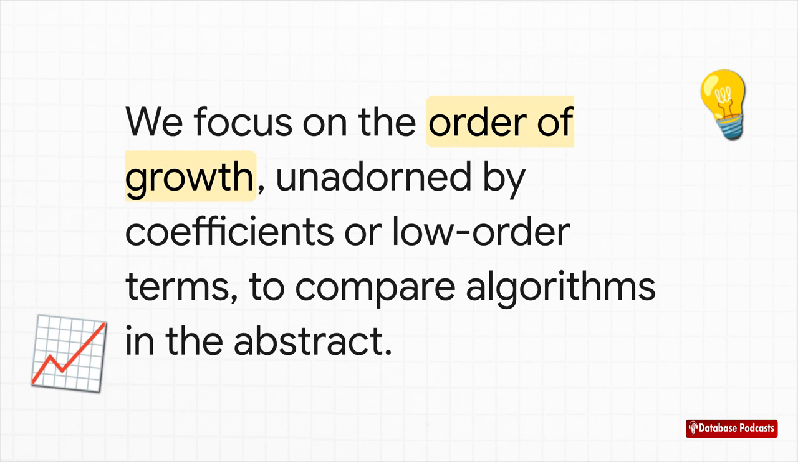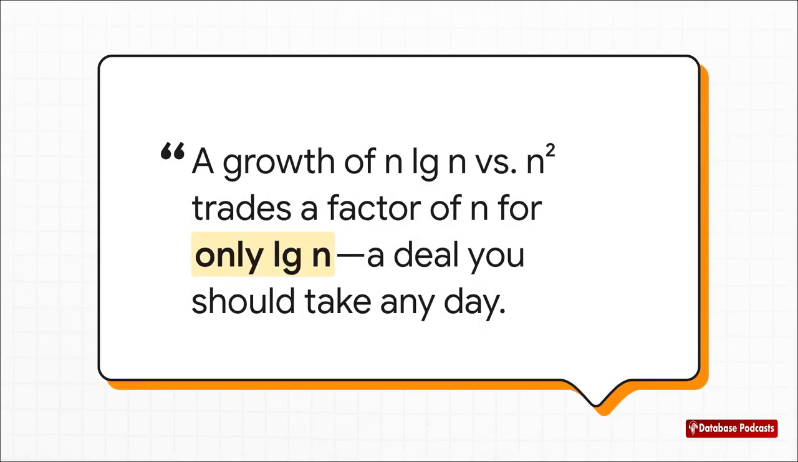That's why we simplify things. We just chop off all the constant factors and the smaller terms because in the long run, they're basically insignificant. We're hunting for the big picture trend. And this quote right here really puts the stakes into perspective. Choosing an algorithm that grows like n log n instead of n squared isn't just a minor optimization. It is a game-changing, fundamentally different choice. It has a massive, massive impact on performance, especially when your data starts to pile up. It's a deal you absolutely should take, any day of the week.